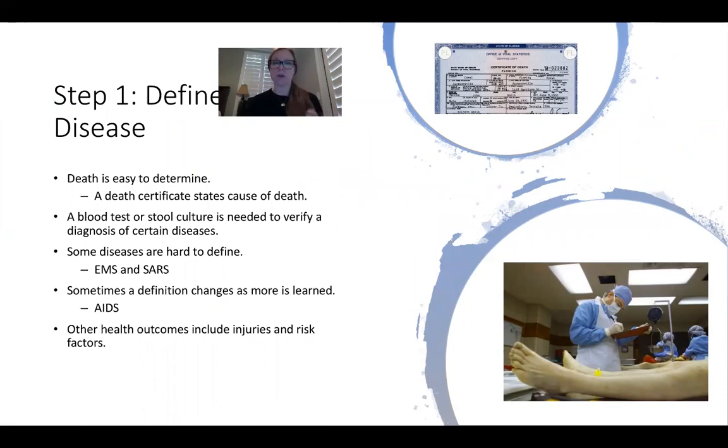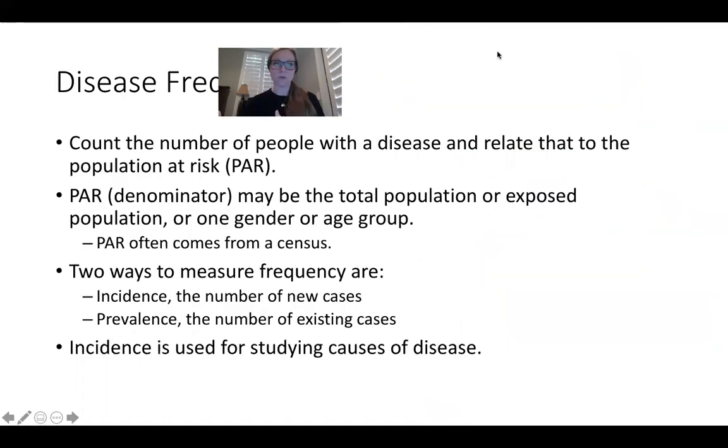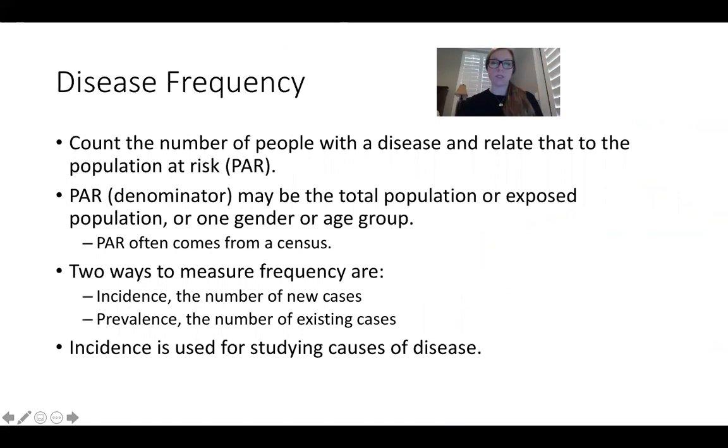All right, defining the disease, easy to determine. A death certificate states cause of death. A blood test or stool culture is needed to verify diagnosis of certain diseases. Some diseases are hard to find, as we've seen, SARS, MS, EMS, things like that. Also, sometimes definition changes as more is learned, example AIDS. Okay, so disease frequency. Count the number of people with a disease related to that of a population. Also, the denominator may be the total population exposed, exposed population, one gender, age group, things like that.